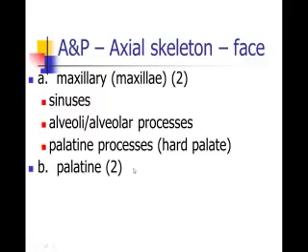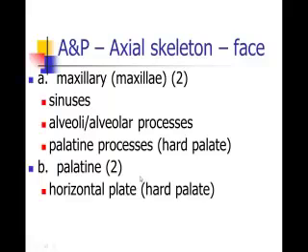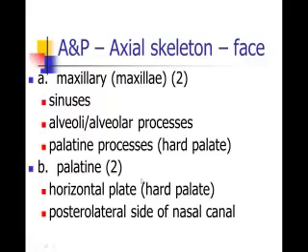We have the palatine bones. There are two. They're at the posterior portion of your hard palate. That would be the horizontal plate of the palatine. And there's also a perpendicular plate of the palatine, although we're not going to really do much with that. It goes up on the posterior lateral side of your nasal cavity.